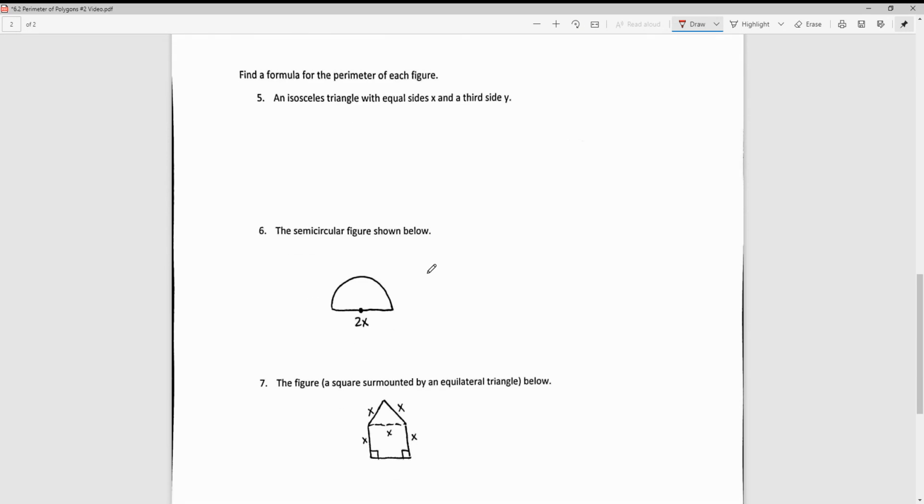The rest of these, we're going to be writing a formula. So it might be helpful to draw a picture if you don't have one. For instance, number 5, we don't have a picture. And then our goal here is just to be writing an equation. We're not going to be able to find number answers for these.